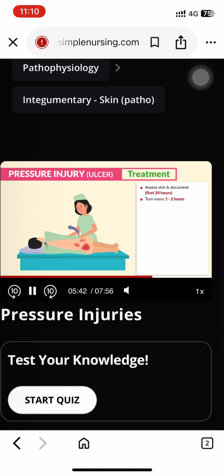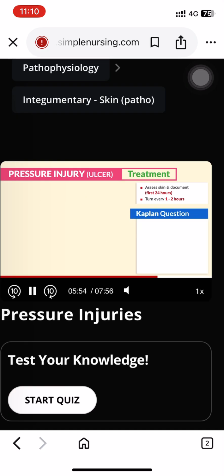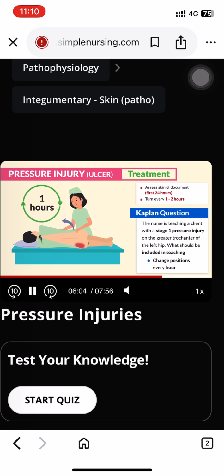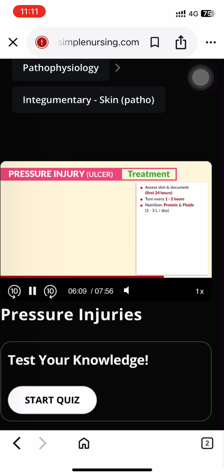Next, we must turn every 1 to 2 hours, especially clients with high risk, like those who are bedridden. So make sure to write it down. This is done every 1 to 2 hours to relieve pressure on the bony prominences. Now, Kaplan mentions, the nurse is teaching a client with a stage 1 pressure ulcer on the greater trochanter of the left hip. What should be included in the teaching? Change position every hour.